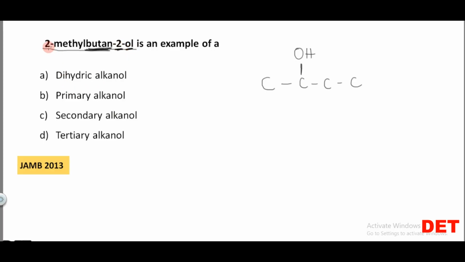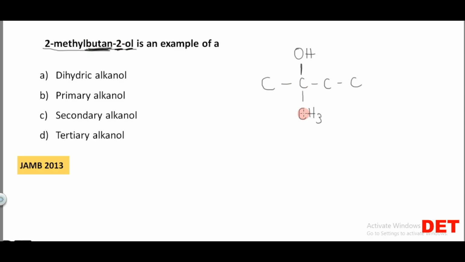Then I have 2-methyl. That tells me that there is a methyl group at this carbon 2. So here I have a methyl group, which is what? CH3. So this is our 2-methyl butan-2-ol.